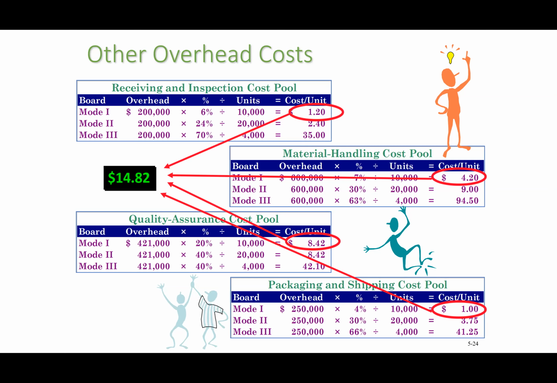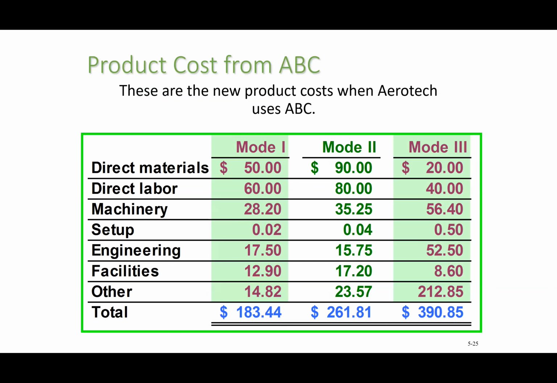So for other overhead costs, for Model 1, you have $1.20 per unit of Model 1 for receiving cost, and $4.20 for material handling, and $8.42 for quality assurance, and $1 for packaging. So the total for this other overhead cost is $14.82 per unit of Model 1. Okay, so same thing, you can calculate the sum for Model 2, the sum for Model 3, and so forth. And then ultimately, this is the number.